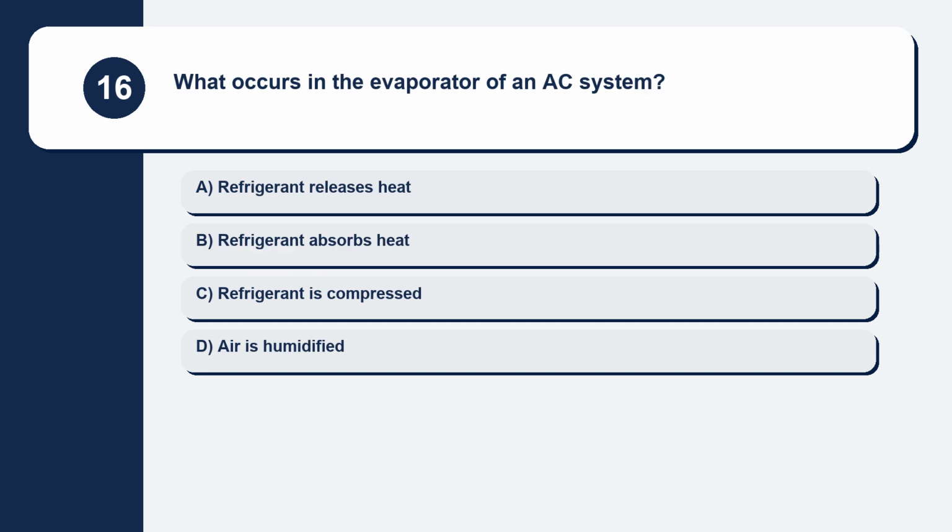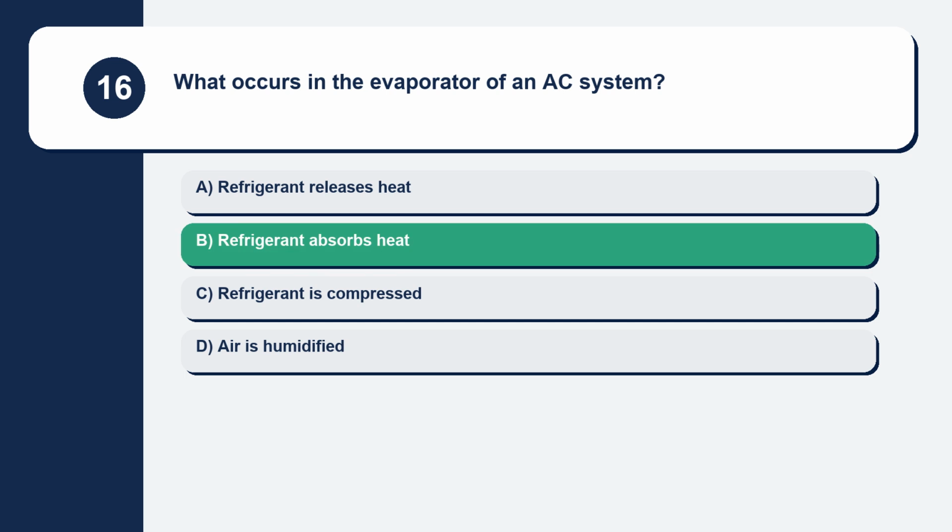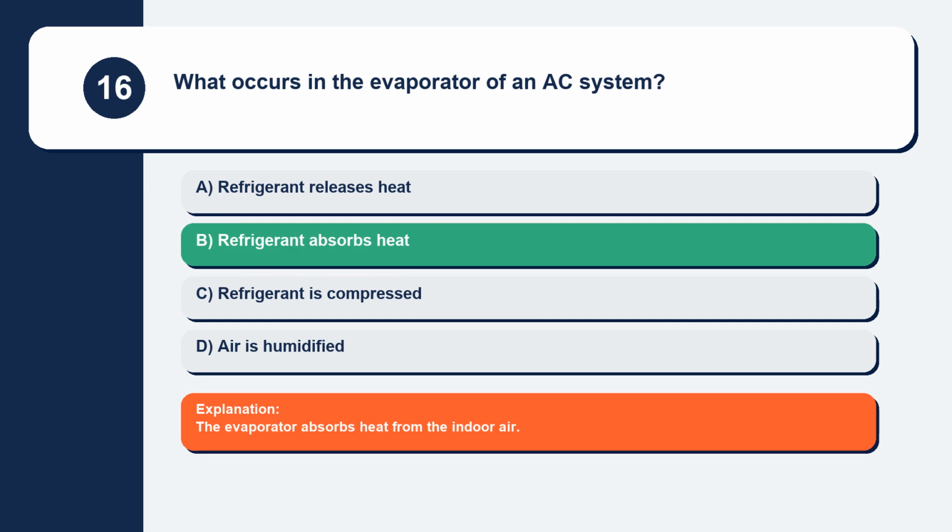Question 16. What occurs in the evaporator of an AC system? Refrigerant releases heat. Refrigerant absorbs heat. Refrigerant is compressed. Air is humidified. The evaporator absorbs heat from the indoor air.